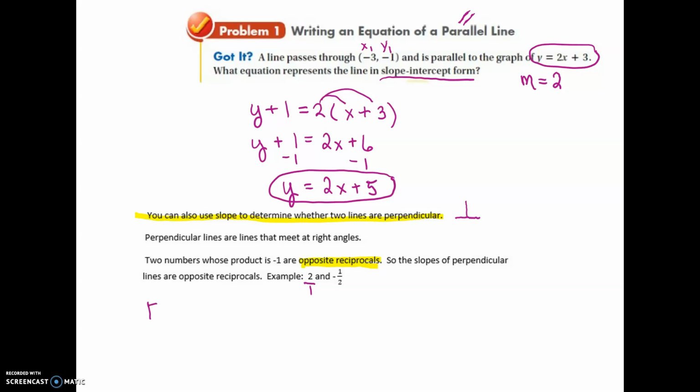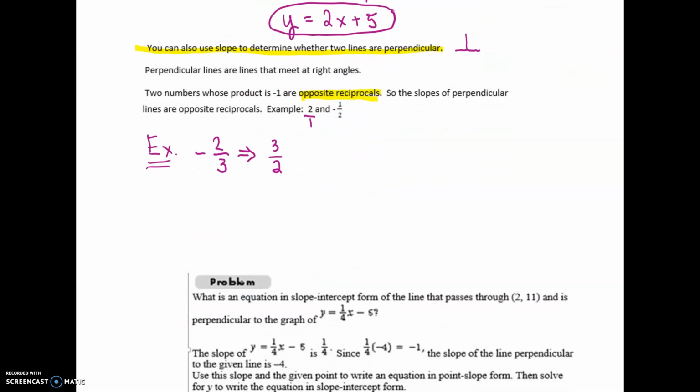So another example of that, let's say I have negative 2/3, and I want to have the opposite reciprocal of that because then they'll be perpendicular. So I would change this. The sign would have to become a positive, and I would also have to flip the fraction. So 3 over 2 would be the opposite reciprocal of negative 2/3. So when they are perpendicular, they have to have opposite reciprocal slopes. Okay?